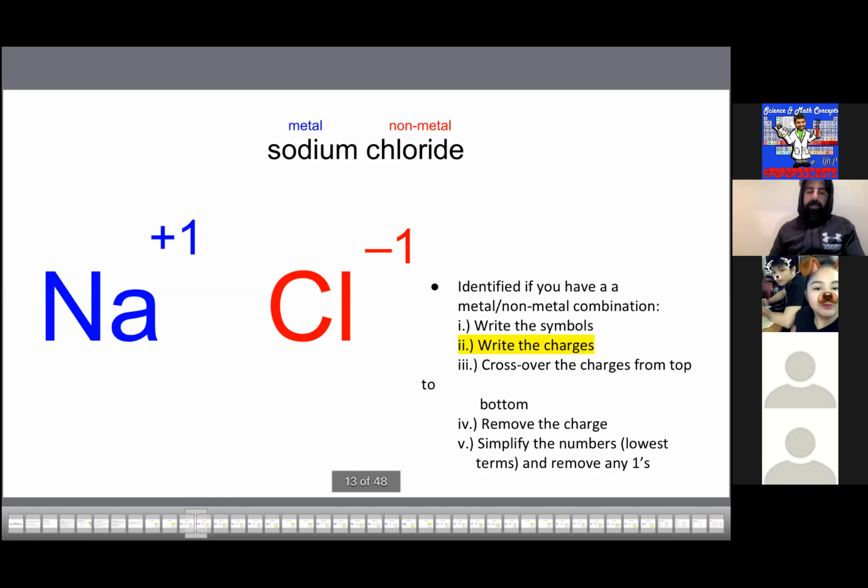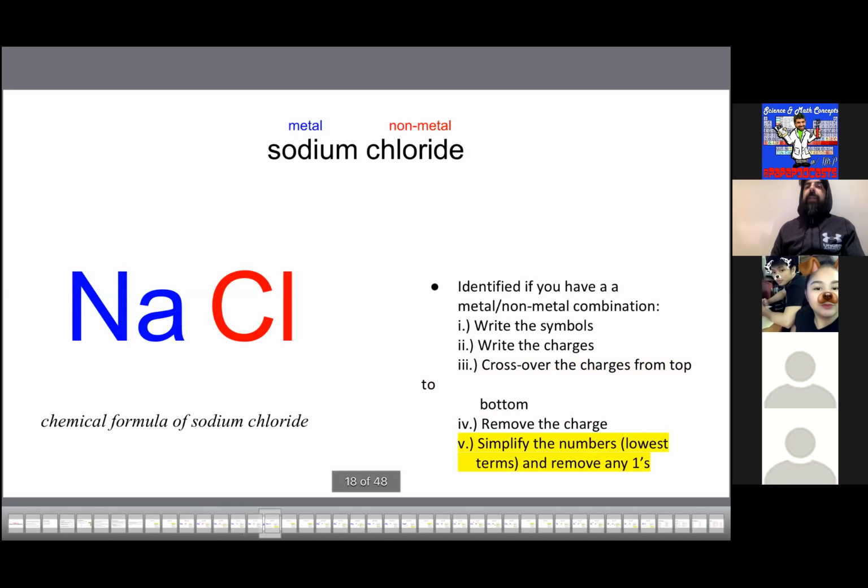So step 2, writing the charges. Next step, we're going to cross over from top to bottom. So that +1 goes to the bottom, the opposite side, so they cross over. Notice where they originally were. Let's animate that. They were there, and now they're there. Next step, remove the charges. Last step, we simplify, but there's nothing to simplify. But we can remove those ones, and then that formula put together becomes NaCl.